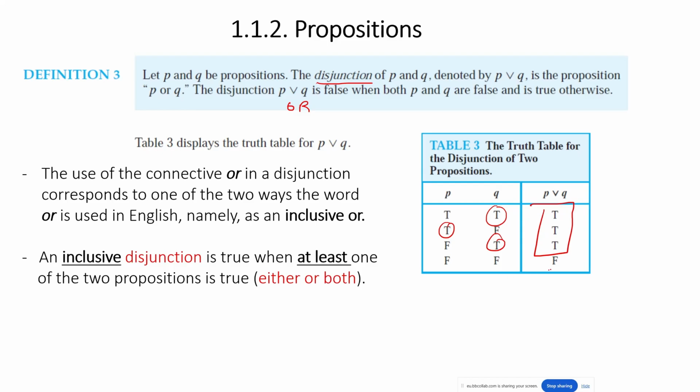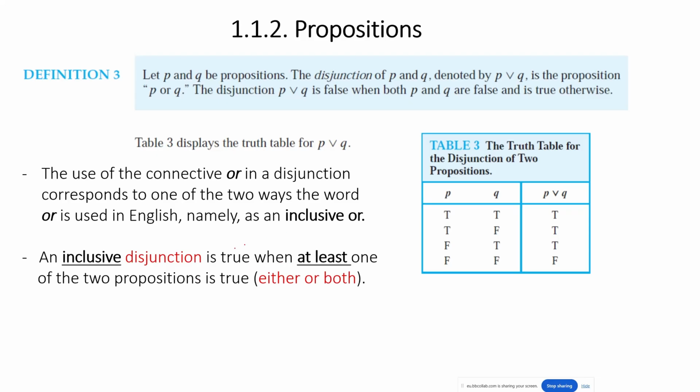If one of them is false, it's not going to matter. Unless both of them are false, then the result of this disjunction is going to become false. So that's the or. That's how the or works. And I think you're all familiar with that.